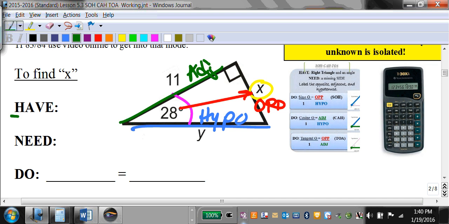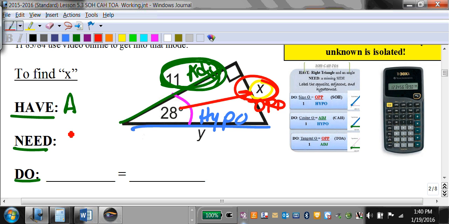Now, we have, need, do. Your three favorite words for this. We have the adjacent. We need the opposite. Well, that's usually what we need. So now it's like this. Oh wait, A, same thing. However, we always put O before A.